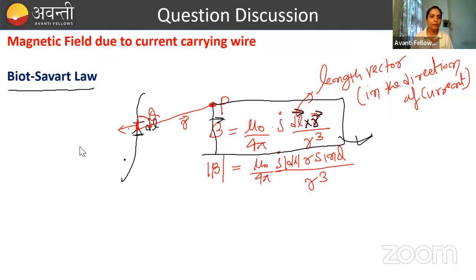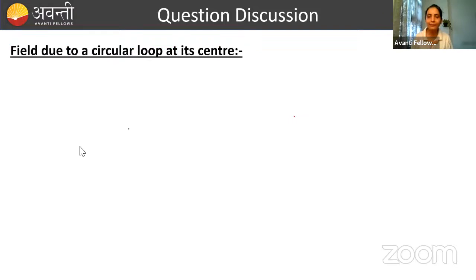Done? So, field due to a circular loop at its center. Again, I'm not going into the derivation because this is largely a question discussion session, and you don't require that for solving the question. But yes, in your hostels or at your home, you must try to derive it also. Because when we go through a derivation, we get comfortable with the mathematics of whatever is involved in the thing.